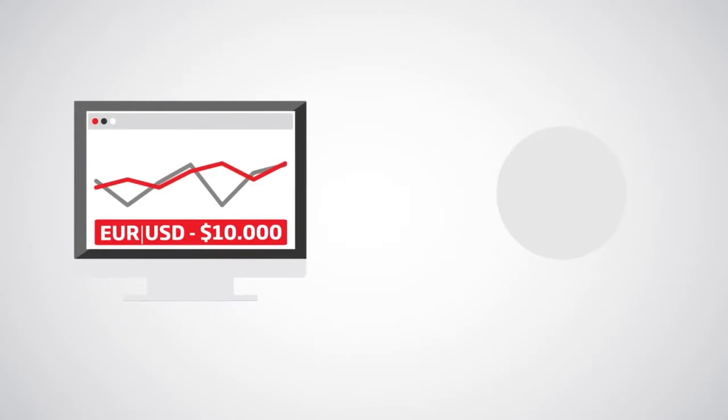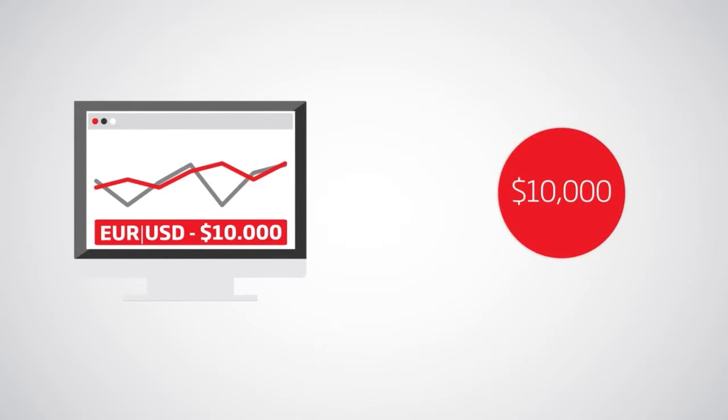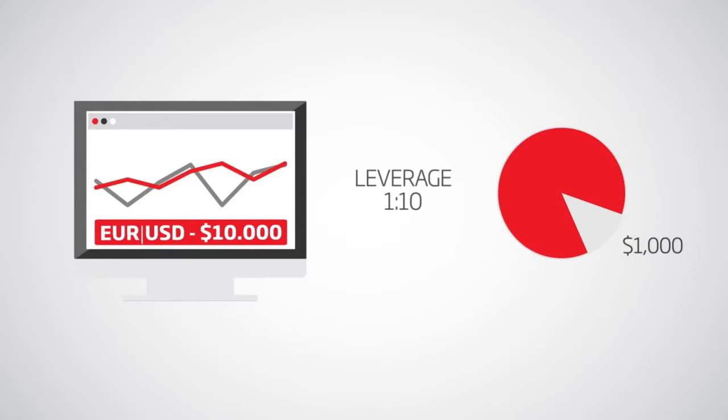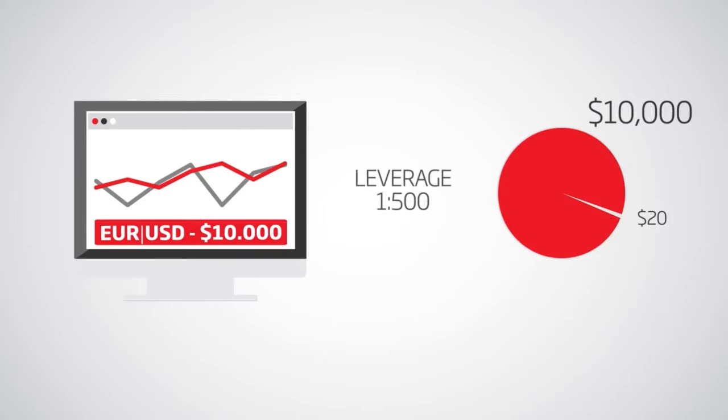You could, of course, deposit $10,000 and change it all into euros. But with margin trading, if you choose 1 to 10 leverage, you only have to put up 1/10 of the total amount as margin. That would be $1,000. 1 to 100 leverage means you only put up 1/100th or $100 of margin. And with 1 to 500 leverage, the most available, only $20. So with $20 margin, you can trade as if you had actually invested $10,000.